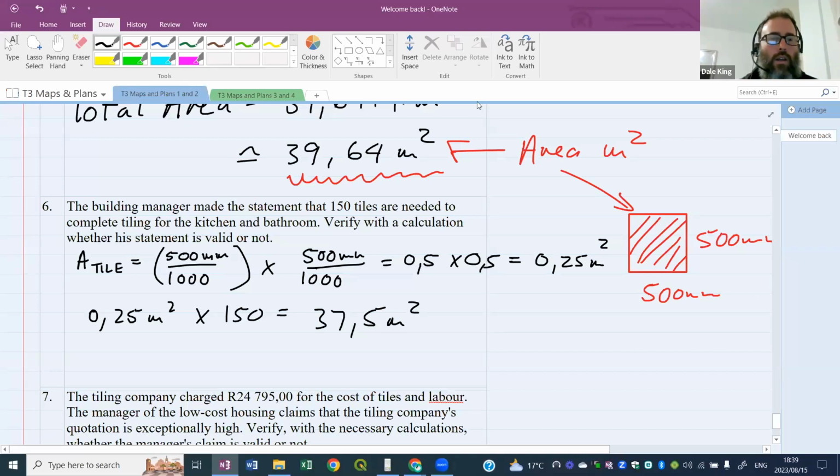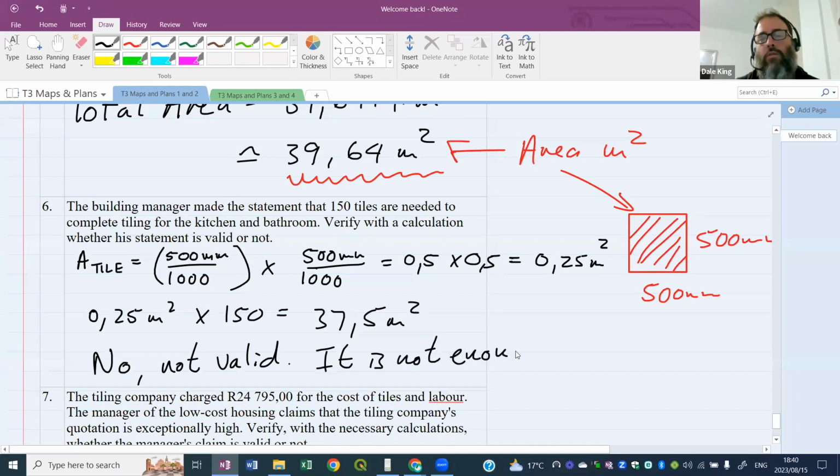It's not valid. He says 150 is fine. That only gives you 37.5. Our area is 39.64. It's not enough. It's not valid. Right, so no. It is not enough. We got 37.5 that he says, and we need 39.64.